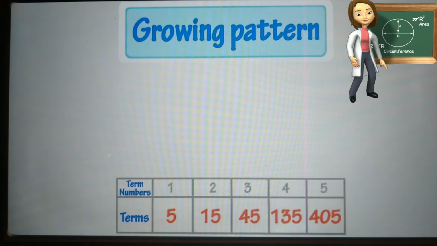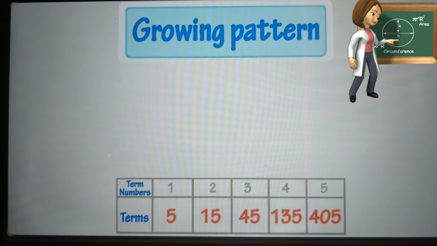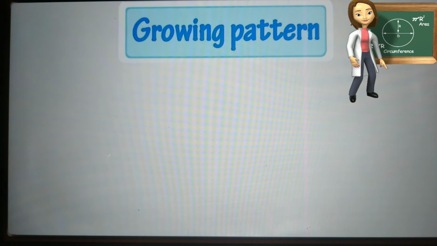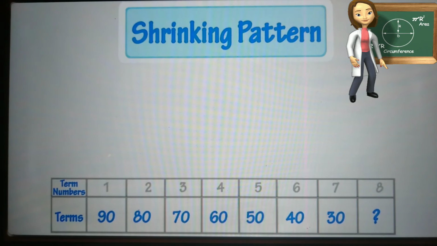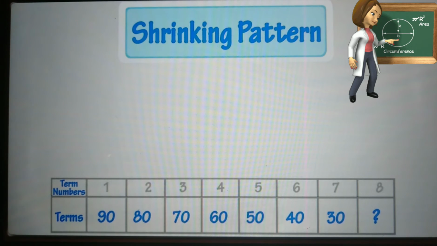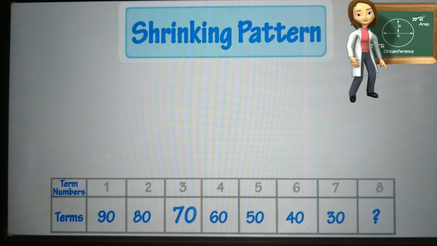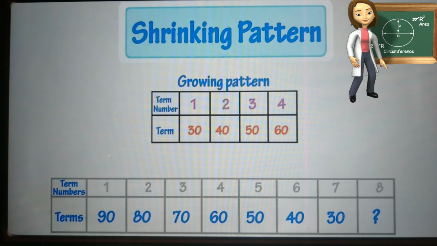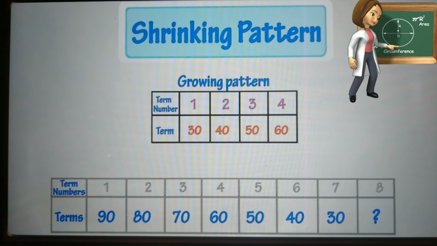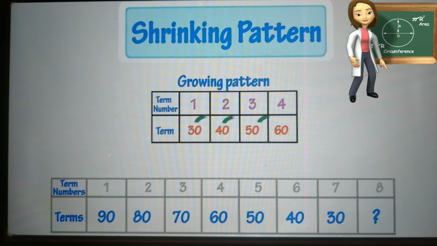Now, let's learn another type of pattern. It is shrinking patterns. Here is an example. Here, the numbers are decreasing with every term. Exactly opposite to growing patterns, where the numbers increase by each successive term.